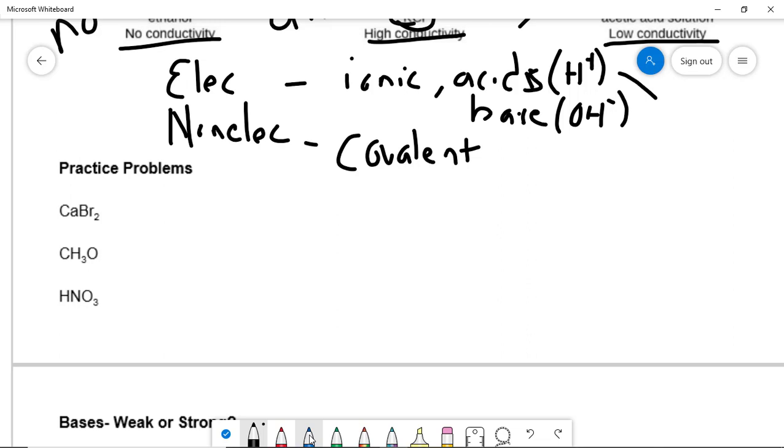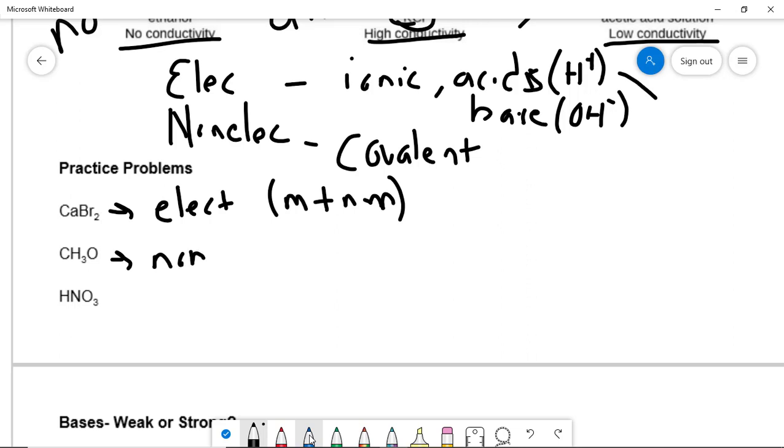Is this an electrolyte or non-electrolyte? CaBr2. Well, calcium is a metal and Br is a non-metal, so it is ionic. Therefore, this is an electrolyte. Metal plus non-metal. CH3O has all non-metals, so I know it's covalent, and it's not an acid because it doesn't start with an H. So this has to be a non-electrolyte. HNO3, those are all nonmetals as well, but we have that H that starts there. Remember, this is nitric acid. Because it is an acid, it is an electrolyte. Again, pretty straightforward there. As long as you know how to group and categorize these things, you're going to be in really good shape.